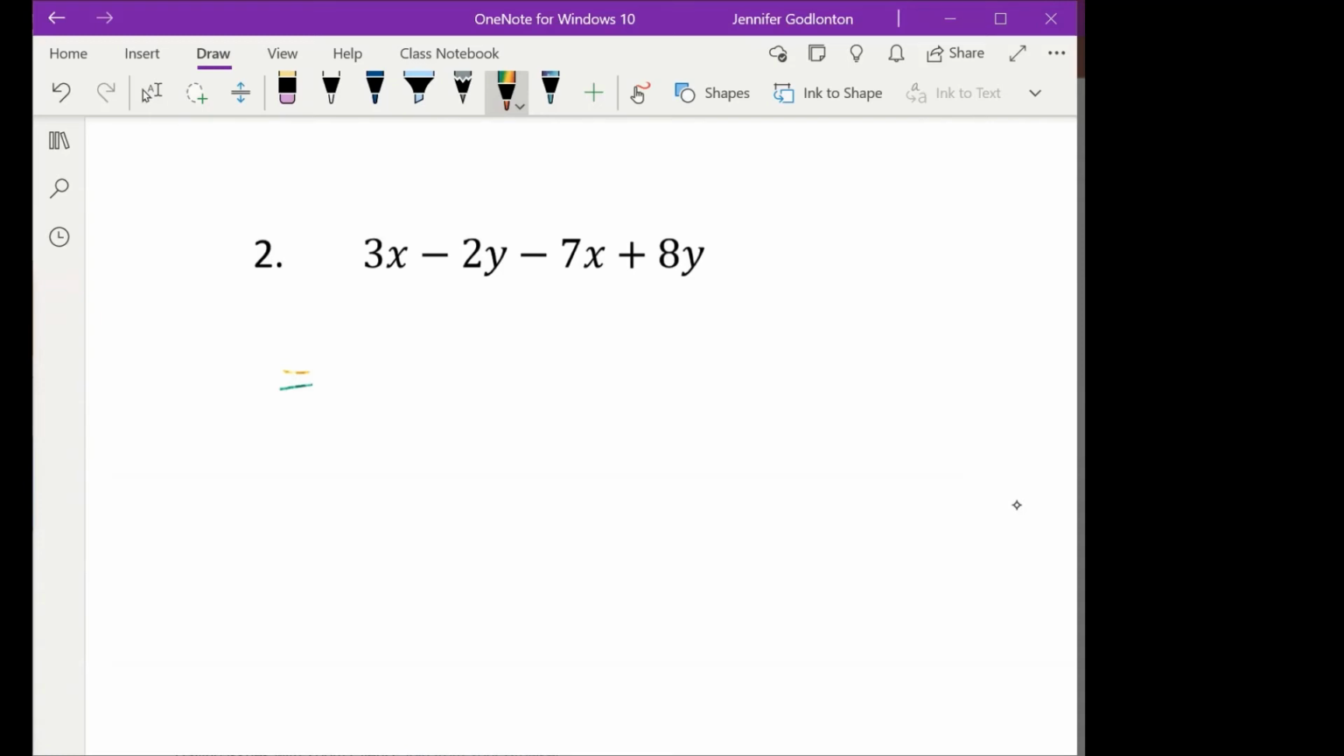So we've got 3x minus 2y minus 7x plus 8y. I know it's a little bit different. Don't panic. Let me help you a little bit with your like terms. Remember, you have to take the signs with them. Let's see if that helps.